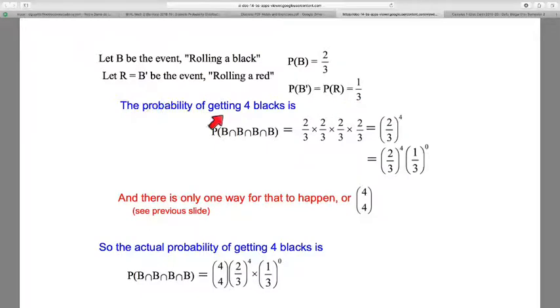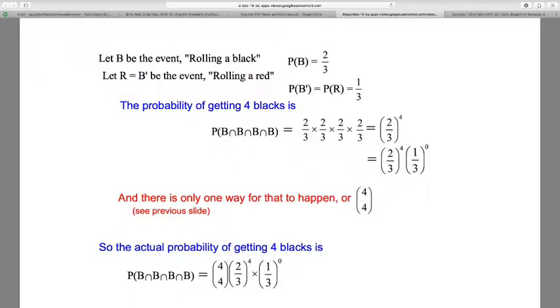So the probability of getting 4 blacks is the probability of black and black and black and black. It's a 2/3 probability, 2/3 probability. So basically you're taking a 2/3 4 consecutive times. And of course, there's going to be 1/3, the probability of getting a red, happening 0 times. So here again, we can see how beneficial it is that 0 power equals 1. If that was 0, then we would screw up our probabilities. Anyway, there's only one way for that to happen.